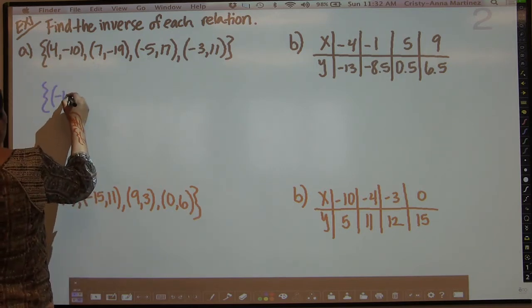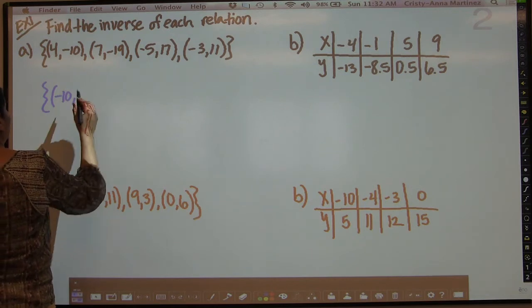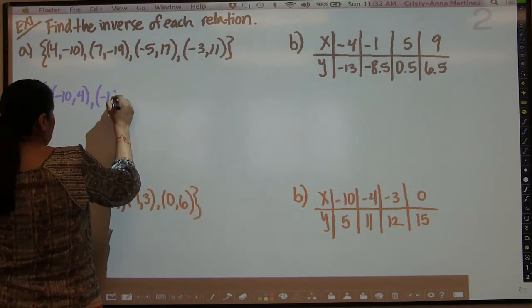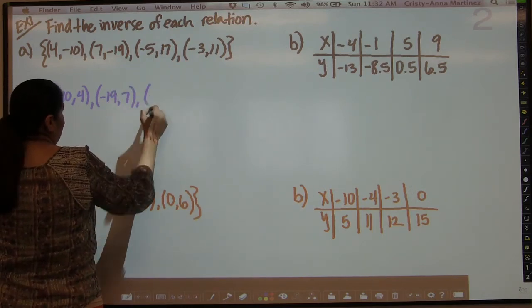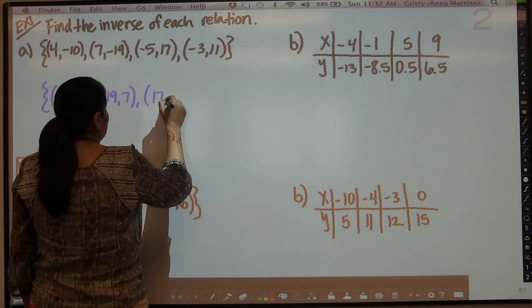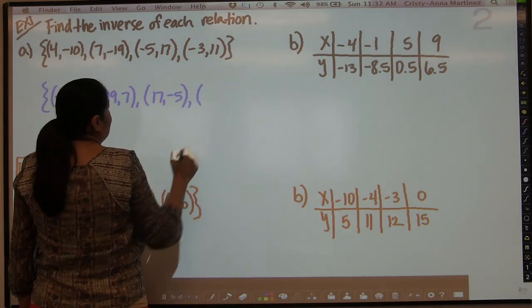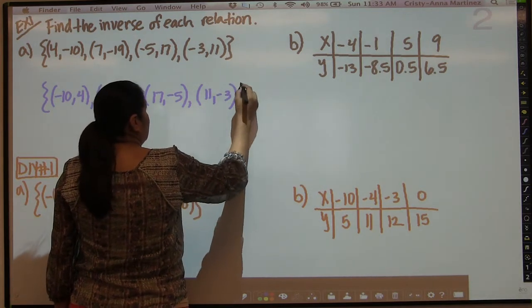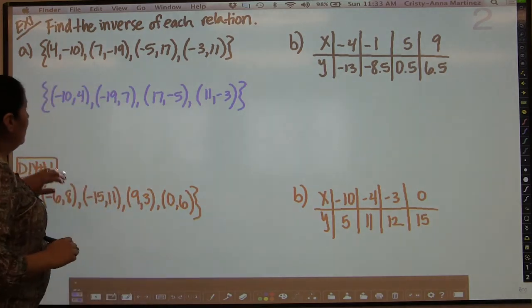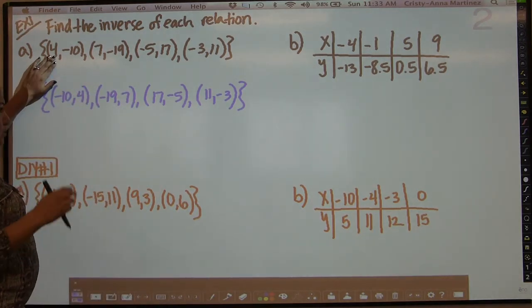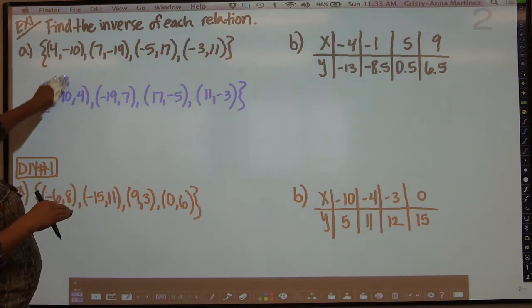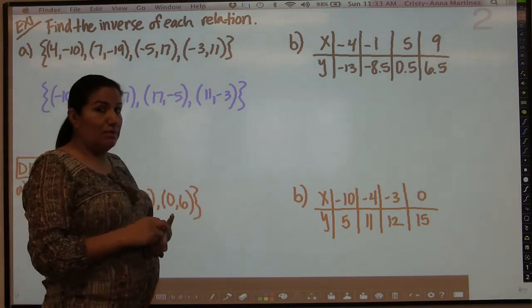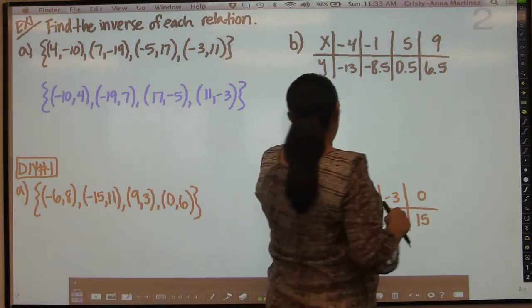So for our first ordered pair, instead of 4, -10, we're going to get -10, 4. Instead of 7, -19, we're going to get -19, 7. Instead of -5, 17, we're going to get 17, -5. And instead of -3, 11, we're going to get 11, -3. So what's happening here is you have an x coordinate that goes in as a 4, comes out as a -10, but then it goes in as a -10 and comes out as a 4. So it's that whole going backwards process. And we'll explain that a little bit further in example 3. But that's basically the relation.